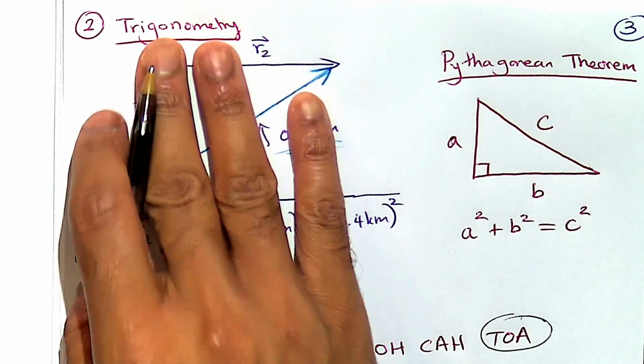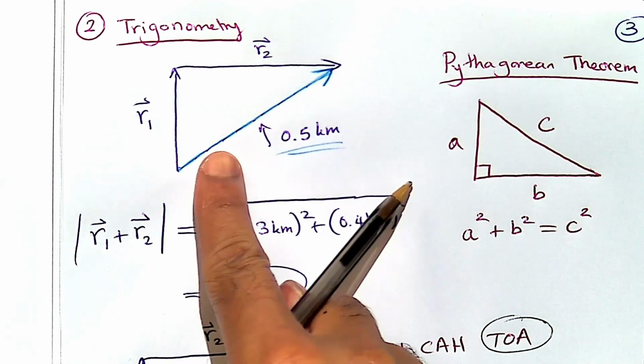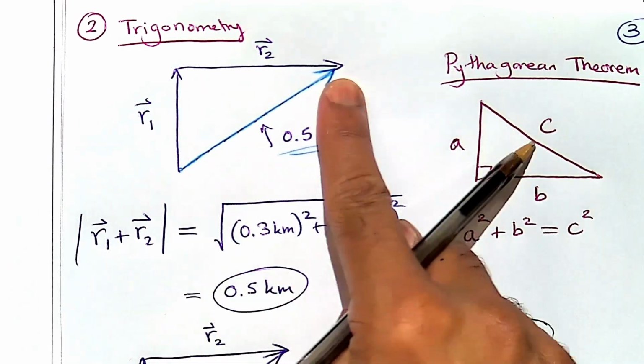Now, using some trigonometry, you're getting a little bit more sophisticated in terms of finding out what this vector is. Here's a vector, here's a vector. If you add them together, you get this other vector.